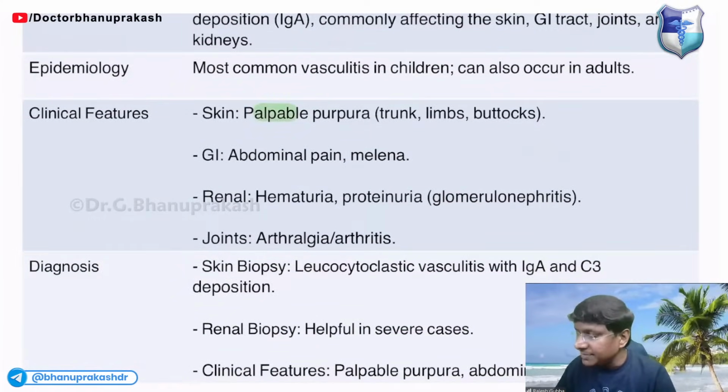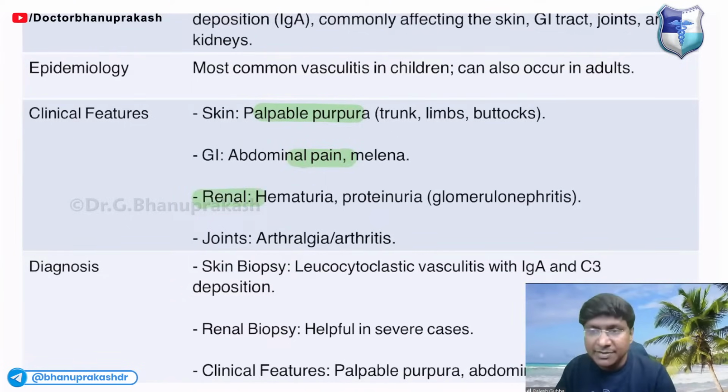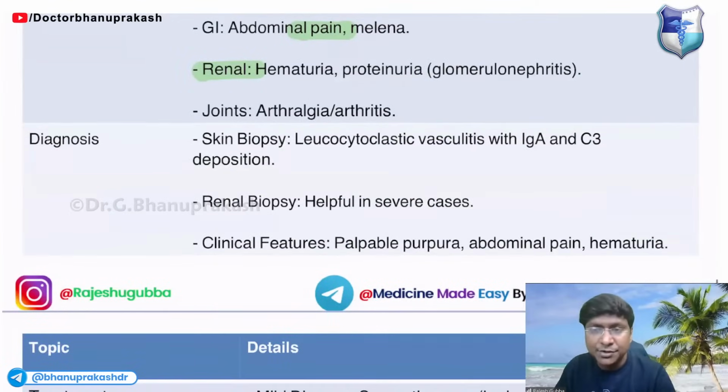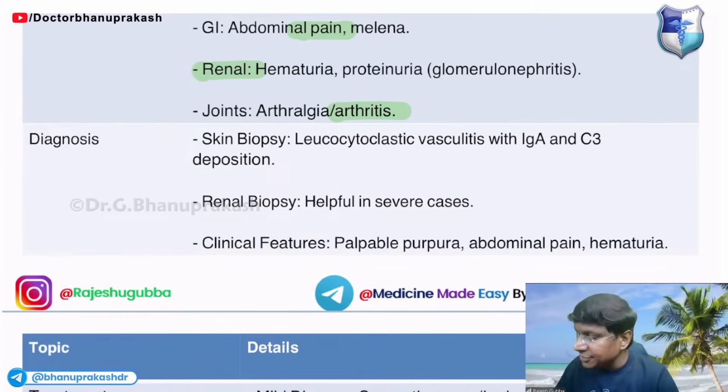So skin involvement will be in the form of palpable purpura. Gastrointestinal involvement will be in the form of abdominal pain and melena. Kidney involvement will be in the form of the hematuria and proteinuria due to glomerulonephritis. Joint involvement will be in the form of arthritis. And when you do a skin biopsy, it is considered as the investigation of choice.